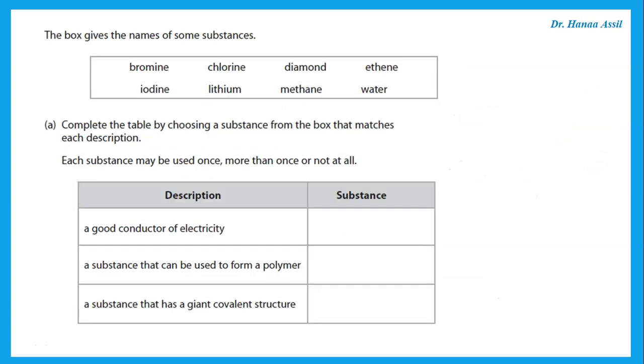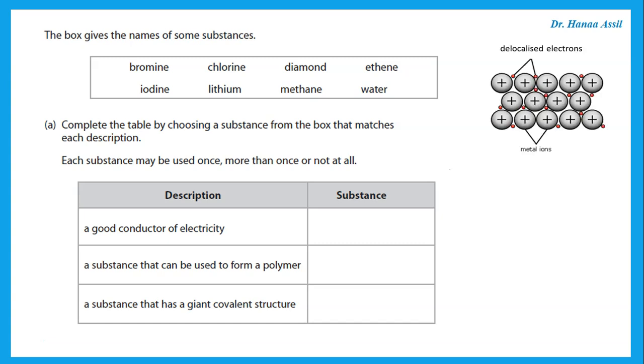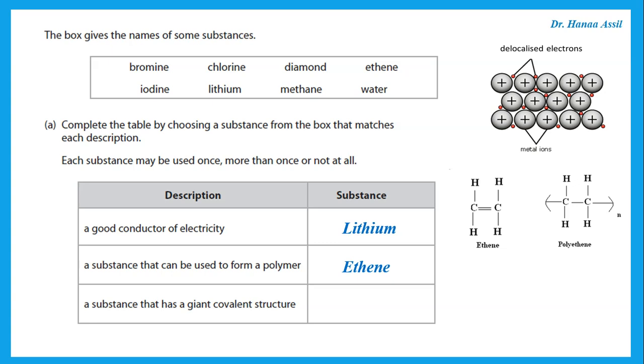The box gives names of some substances. Complete by choosing a substance. Which of these is a good conductor of electricity? Remember, a good conductor of electricity has to be a metal. So which of these is metal? Lithium. A substance that can be used to form a polymer. Remember, we can make a polymer from what? From an alkene. So which of these is alkene? That's it. A substance that has a giant covalent structure. Remember, which one did we say has giant covalent structures? Either diamond or graphite.